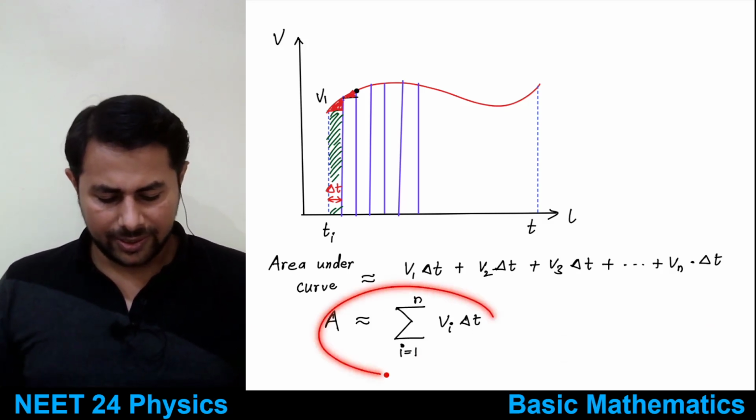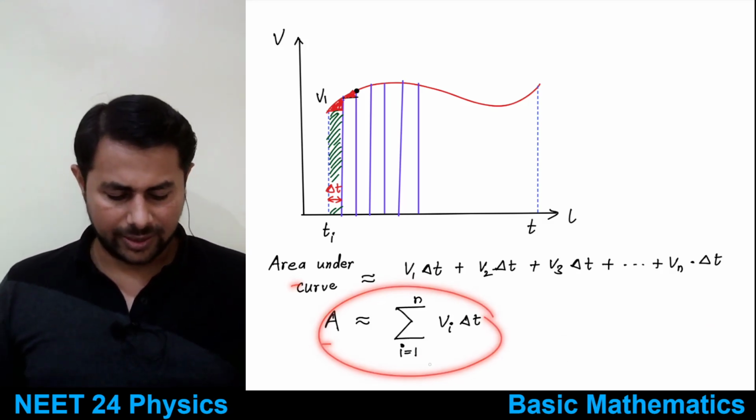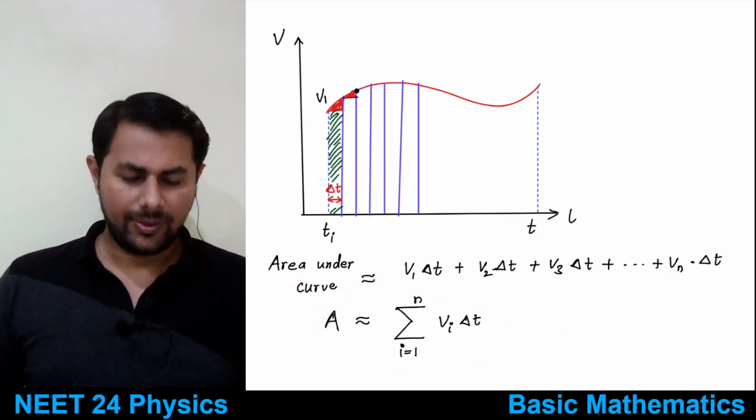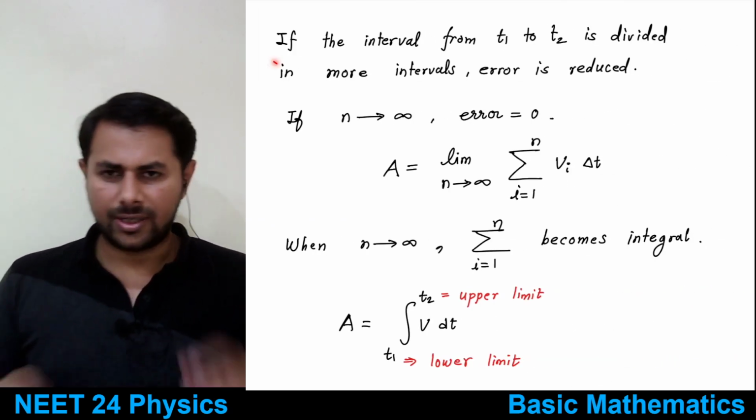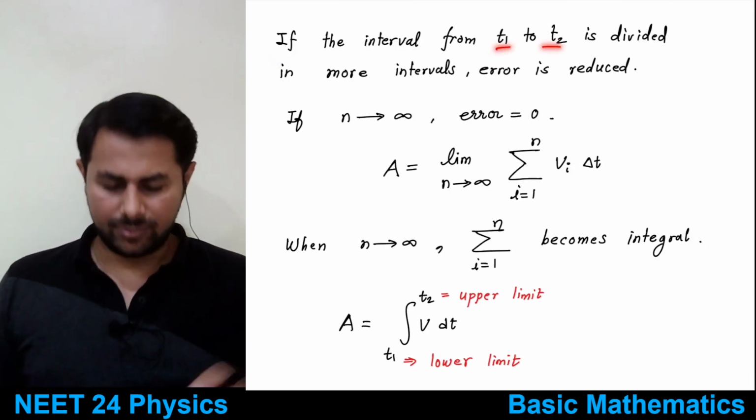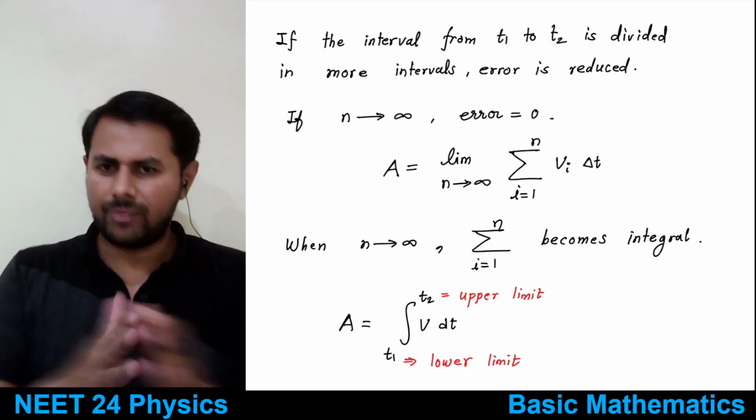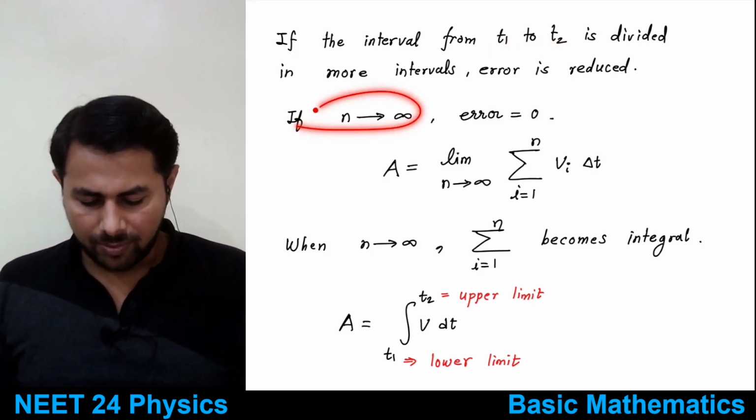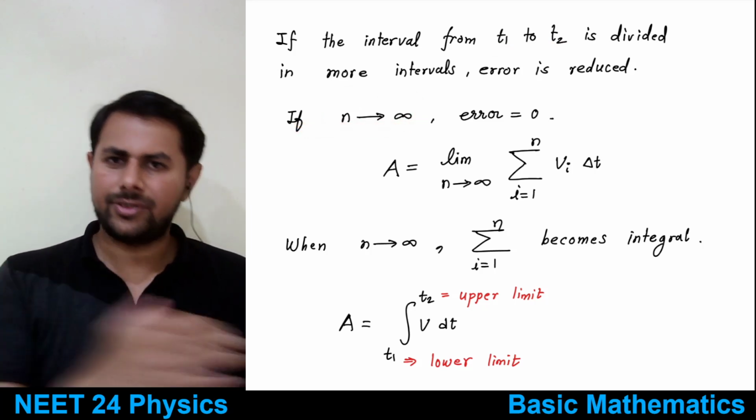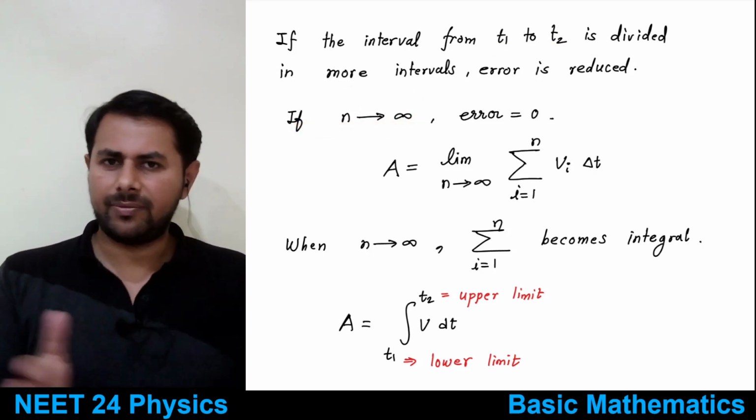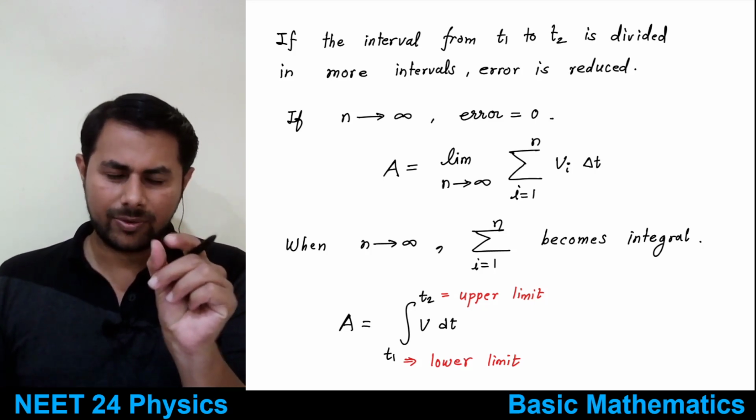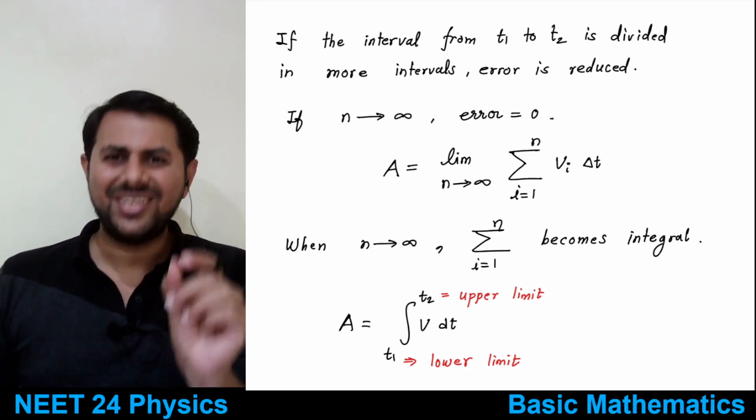So you can write the area under the curve, area is equal to this thing, okay. And now if the time interval between t1 and t2 is divided into more number of segments, so the number of segments tends to infinity, I can say I want to divide it into infinite segments. So what will be the width of one segment?